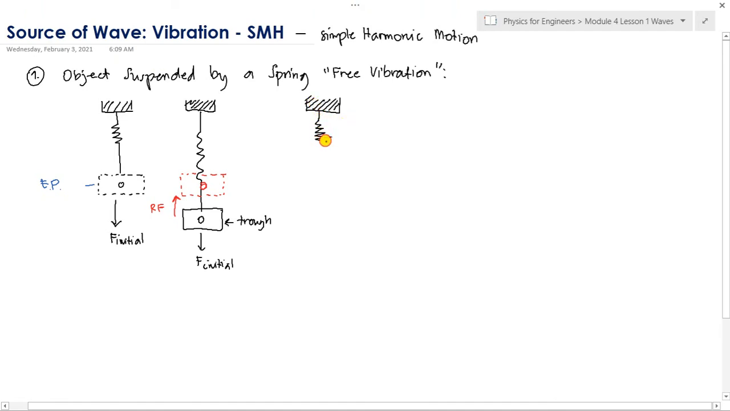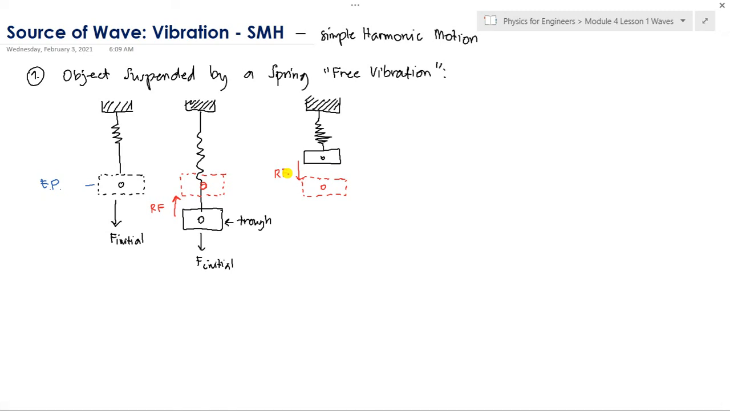So kanina compress ang spring, then mo-go siya upward, and then of course naa pod siya restorative force para mobalik siya sa iyahang equilibrium position. So RF gihapon siya. So this repeats itself. Now if walay air resistance, we can guarantee nga mag-continue ni siya og oscillate.